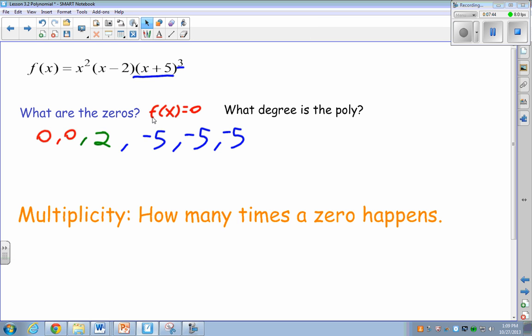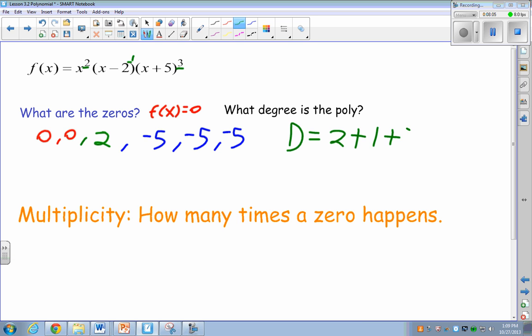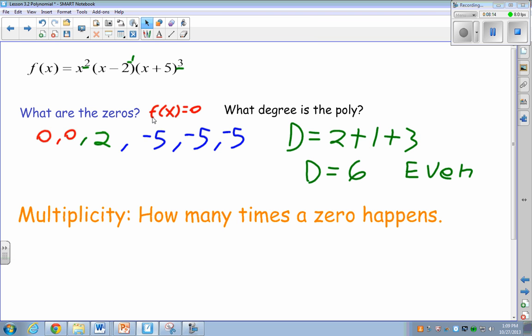So what is the degree of this polynomial? Now, we could multiply everything out and find our degree that way, but I find it much easier to just add all your exponents outside your parentheses. So here, you have 2 plus 1 plus 3. So degree is equal to 6. And that's even, right? So we're going to have something that looks like a parabola.